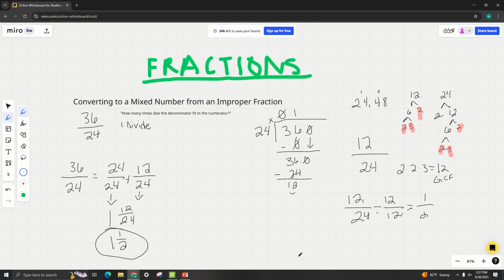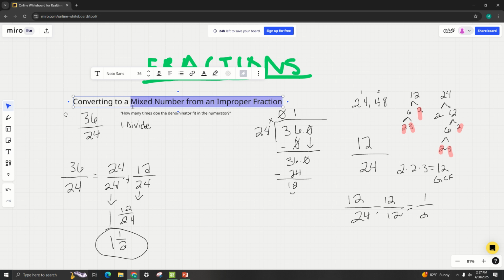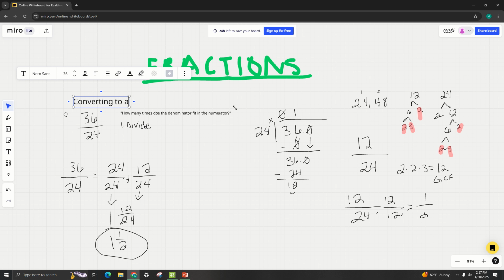And that's converting from a mixed number to an improper, or sorry. Y'all, I did the wrong thing. I did an improper fraction to a mixed number. That's embarrassing for me. So we just converted to a mixed number. I think I read it as converting a mixed number to an improper fraction, but we just converted to a mixed number from an improper fraction.